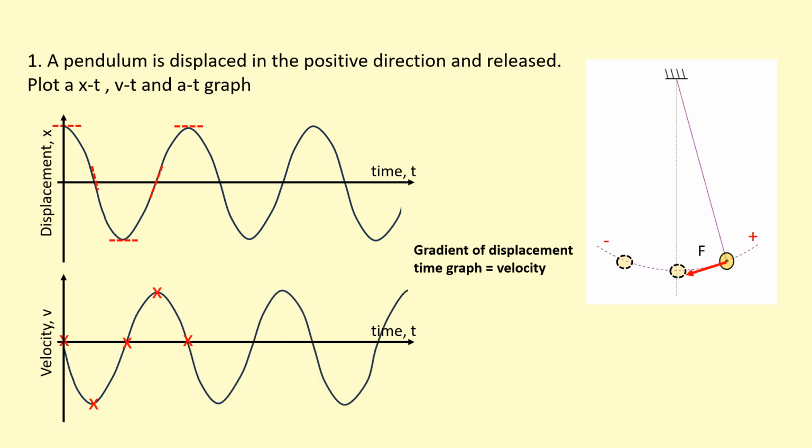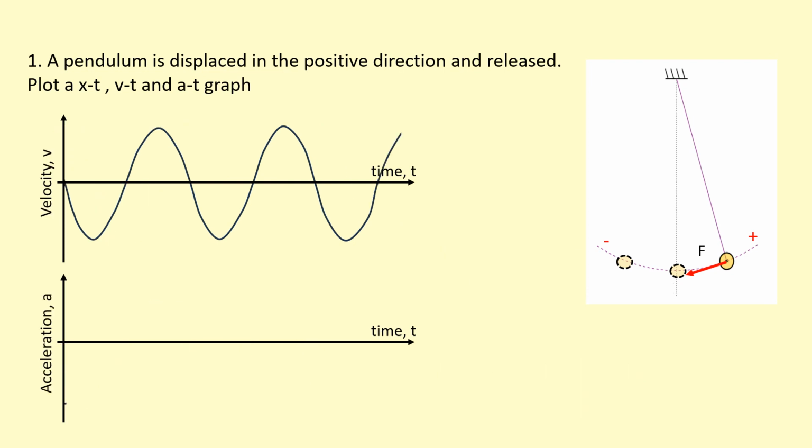Let's look at the relationship between the displacement and velocity time graph. You can see the velocity time graph is obtained by shifting the displacement time graph backwards towards the left by 90 degrees. So the phase relationship is that the velocity is pi over 2 or 90 degrees behind the displacement time graph.